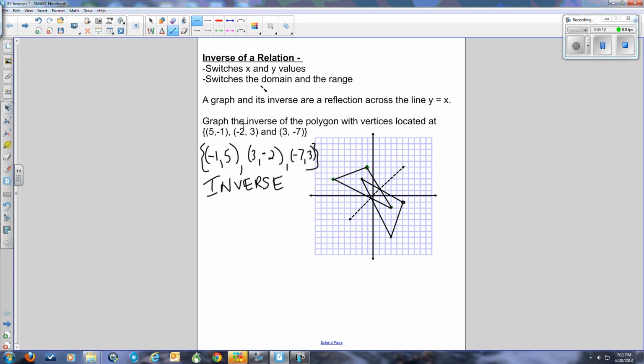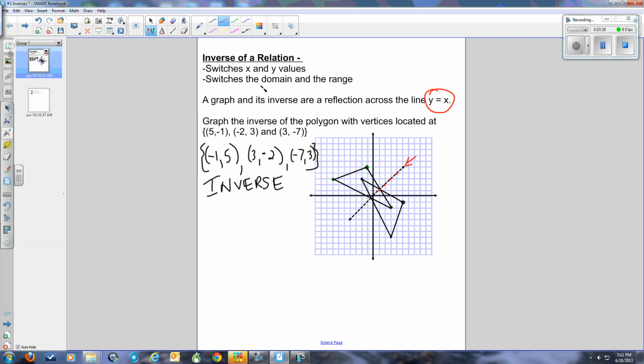you notice that it's the same image, but it's just reflected across this line right here I'm pointing to in the red. That's the line y equals x. Notice if you have the line y equals x, x and y are always going to have the same value. So for instance, it goes through the point (1, 1), (2, 2), (3, 3), (4, 4), and so on. Okay, so let's move on.